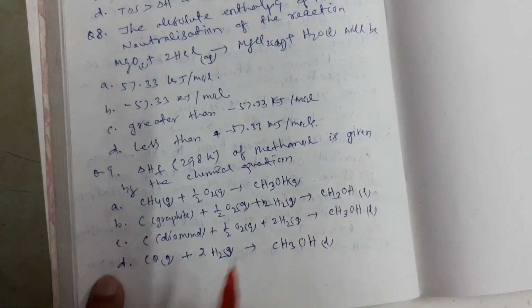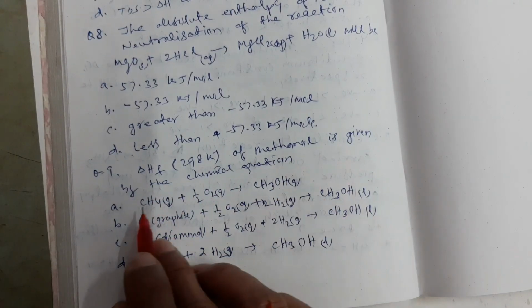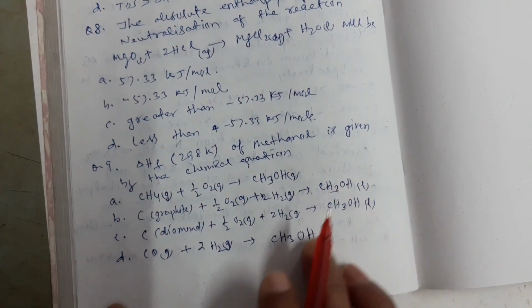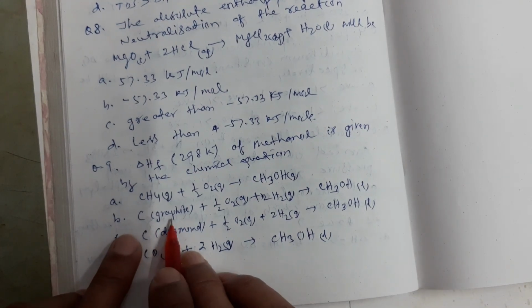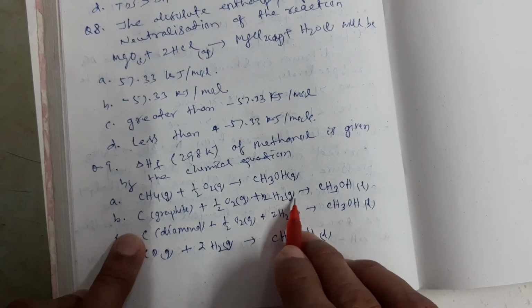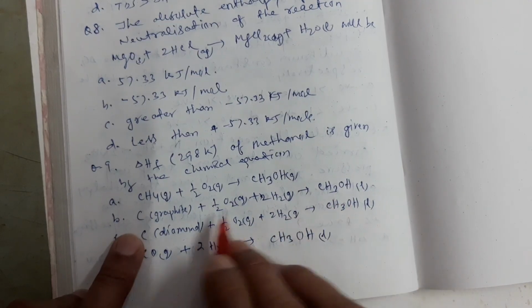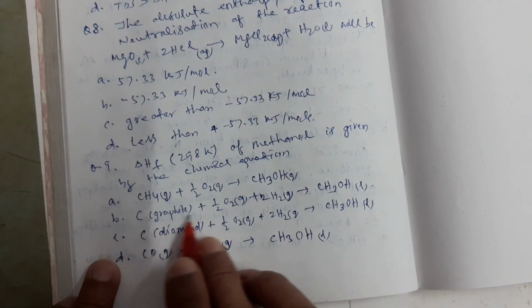Next, delta Hf for methanol is given by which chemical reaction? It is C graphite plus half O2 plus 2H2 giving CH3OH. These are the constituents in their elementary state and these are stable states. So choice B is the correct answer.